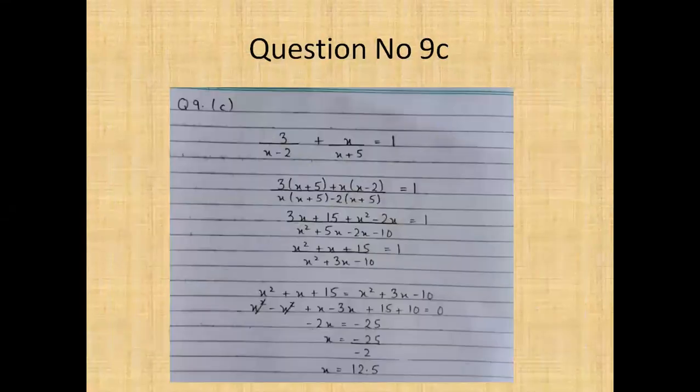Okay, so 3 divided by x minus 2 plus x divided by x plus 5 equals 1. So we'll take the LCM. So here you will have 3 into x plus 5 plus x into x minus 2. And downstairs here, these two are x minus 2 and x plus 5.